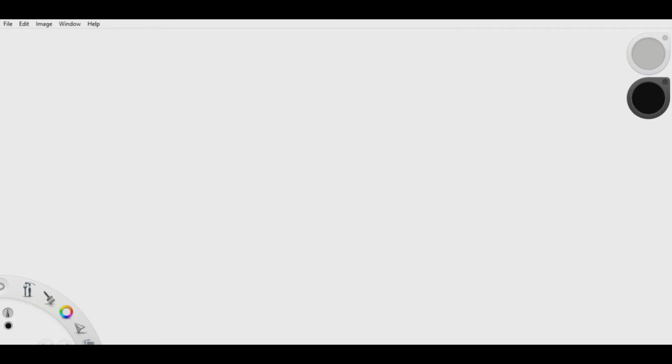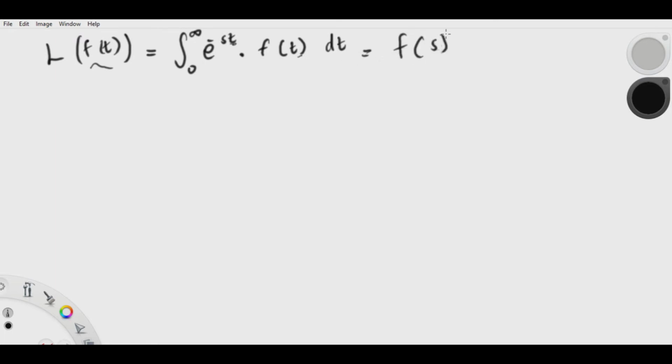So we've said the Laplace of something, if we use its standard notation, is the integral from 0 to infinity of e to the minus st multiplied by whatever it was over here, f of t, integrated in terms of t, or if it's y, or x, or whatever, but usually it's t. And it gives you an answer that's in terms of s. So that's the Laplace transform.